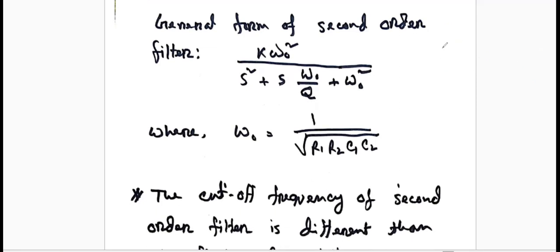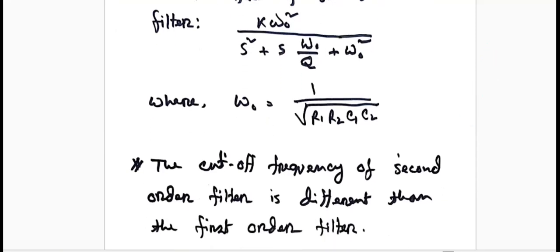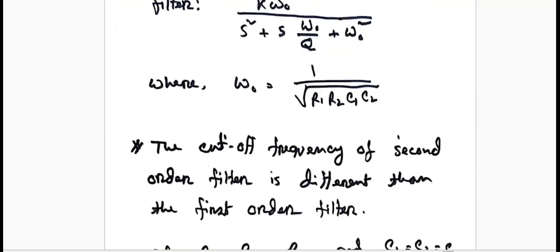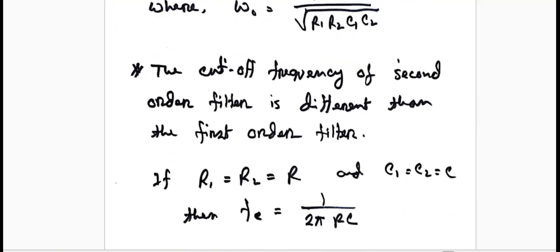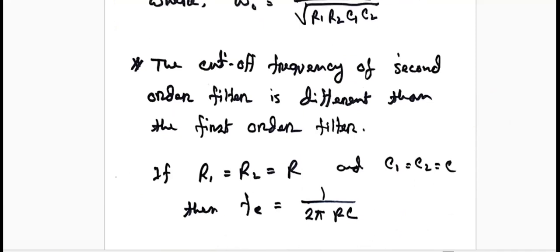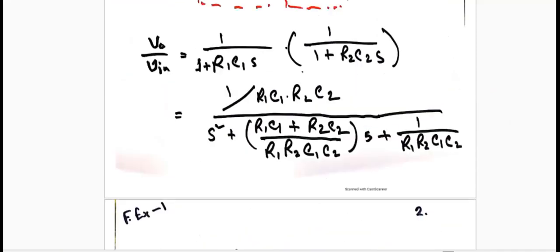Normally K equals 1, omega c equals 1, and Q equals 1. In that case, we can understand the expression would look the same as we know previously. In that case, the omega c looks like this for the second order filter. The cutoff frequency of the second order filter is different than the first order filter. So you can understand this is the cutoff.